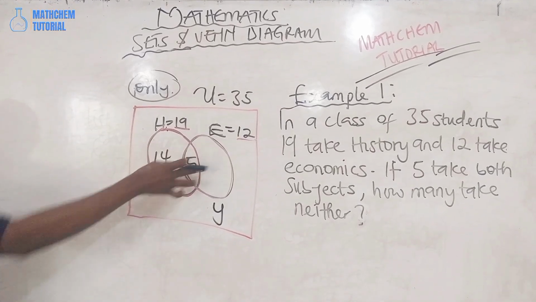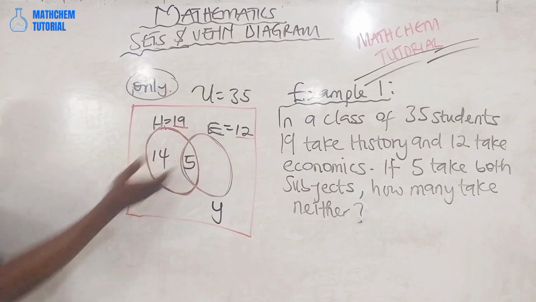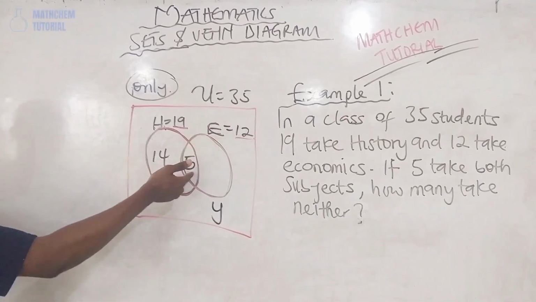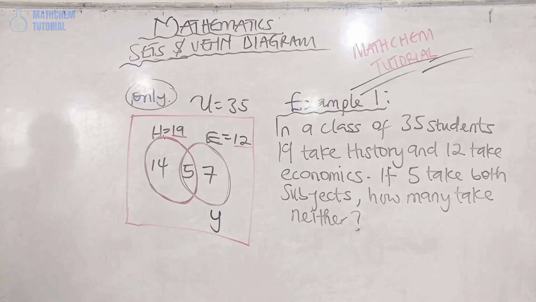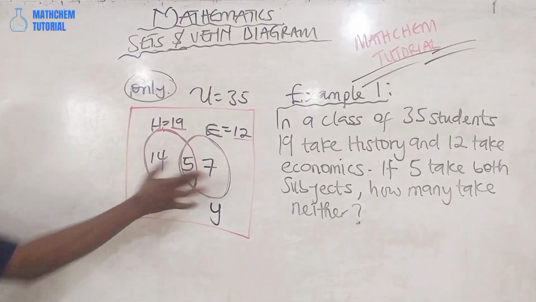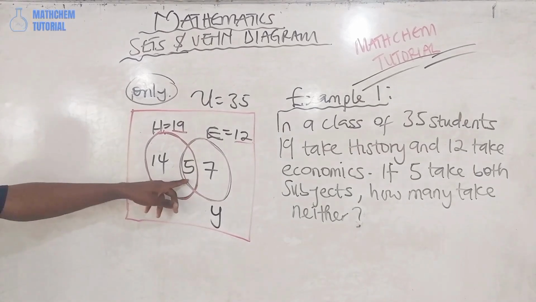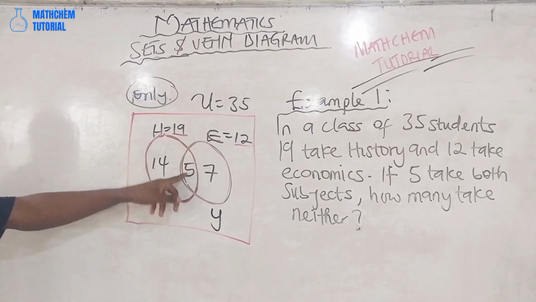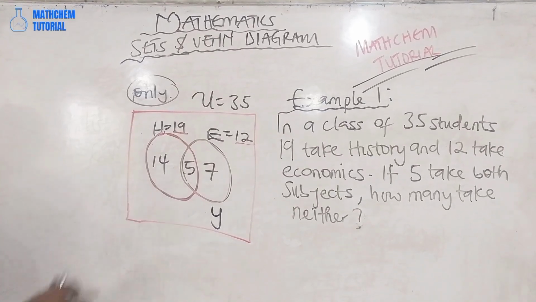Now what about this economics? For us to know those that will take only economics, there will be what? 12 minus 5. And 12 minus 5 is going to give us 7. So 7 students only took what? Economics. 12 students took economics, whereby 5 took both history and economics, 7 is just for economics and 14 is just for history.